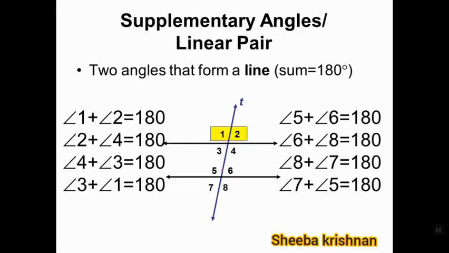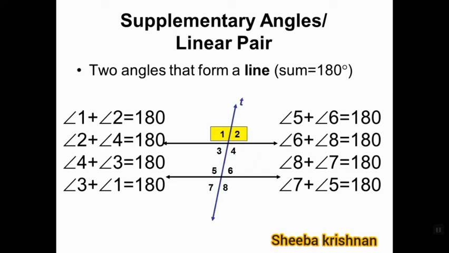Next is supplementary angles. We have learned that two angles are said to be supplementary if their sum is 180 degree. See, it is a straight line. So angle 1 and 2 together make a straight line. So the angle sum is 180 degree. Angle 1 plus angle 2 is 180 degree. And take angle 3 and angle 4. Angle 3 and angle 4 is 180 degree.